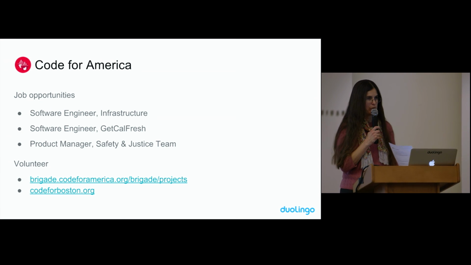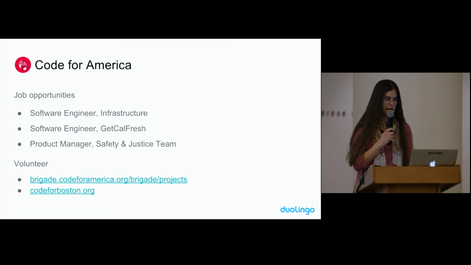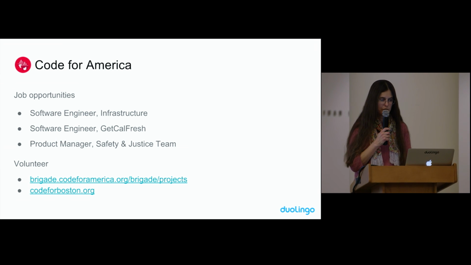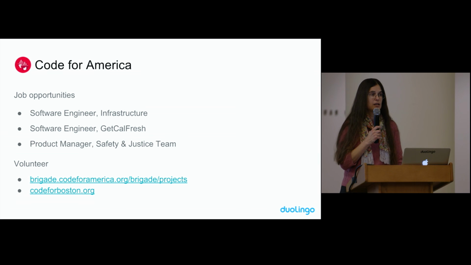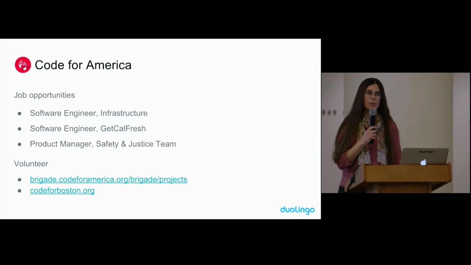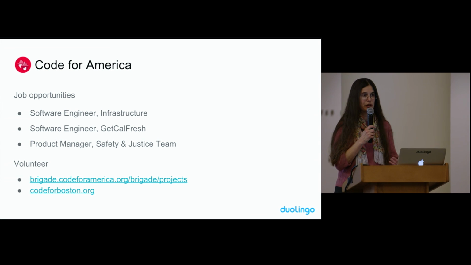Here are some of the job opportunities you can find if you look at Code for America's website. They're looking for software engineers and also a product manager. And then, of course, from the perspective of students, what's really interesting here is that you can volunteer. So volunteering is a great opportunity to both work on a meaningful project, but also to get practice in your software engineering skills, have your code go into GitHub and be available for potentially future employers to see.